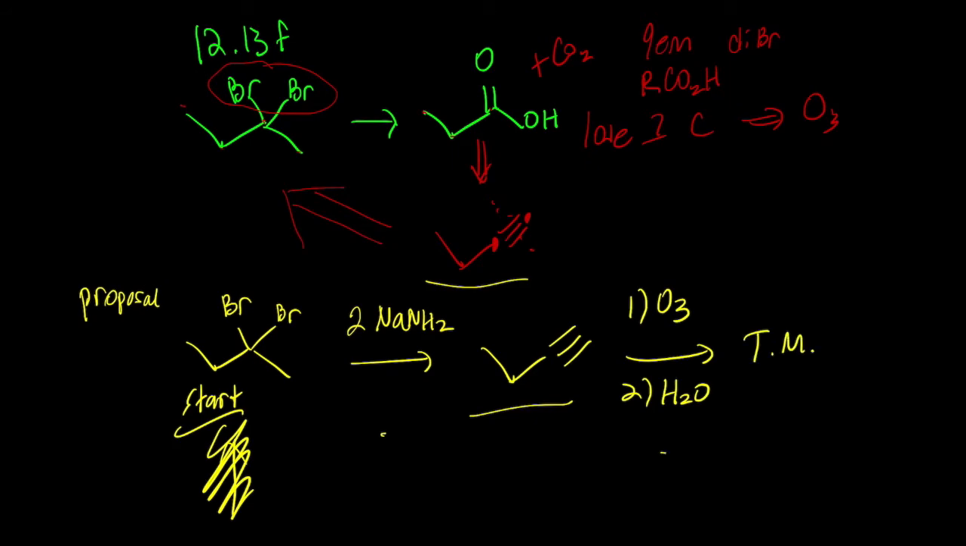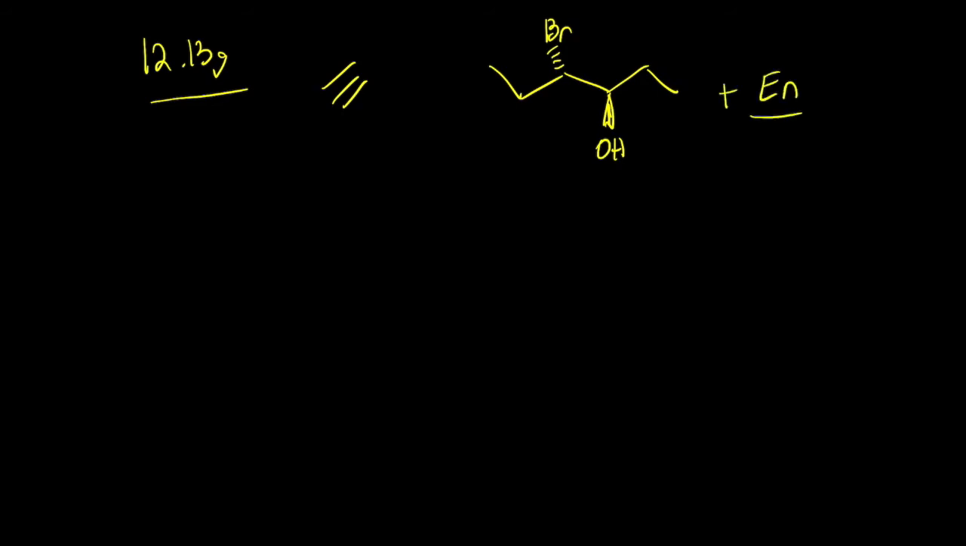Okay, so this is a 2-step reaction sequence, and that's very good for the level of difficulty you should be prepared for. For problem 12.13G, we have a triple bond being transformed to this one, and then it says plus En. That means enantiomer, okay? Oftentimes we don't worry about stereochemistry, but let's just synthesize this, okay?